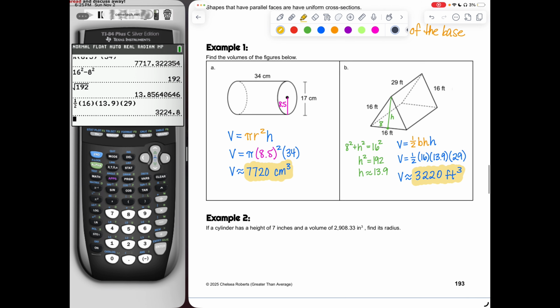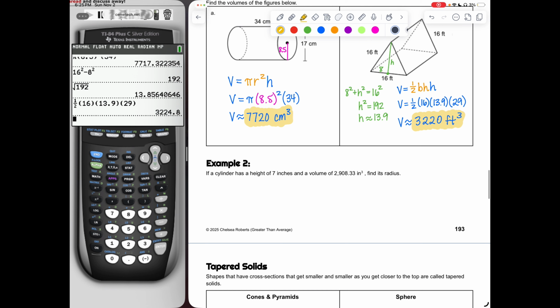So now let's talk about example number 2. It says if a cylinder has a height of 7 inches and a volume of 2,908.33 inches cubed, find its radius. So we know that the volume of a cylinder is V is equal to the area of our base, which is pi r squared, times the height. So we substitute the information that we know. We know that the volume is 2,908.33, and that is going to be equal to pi times r squared times 7, which is the height.